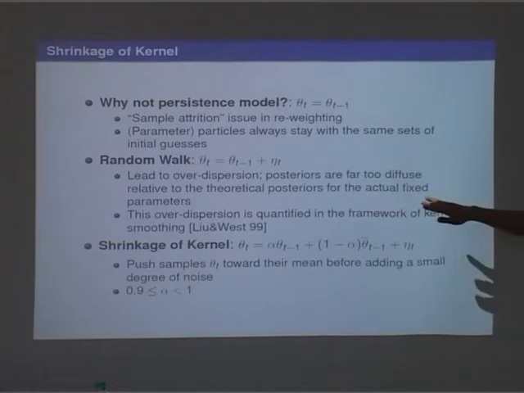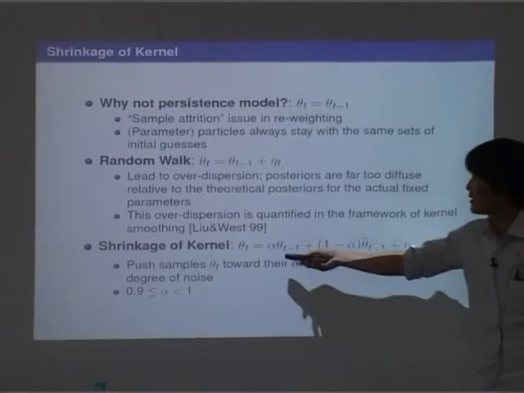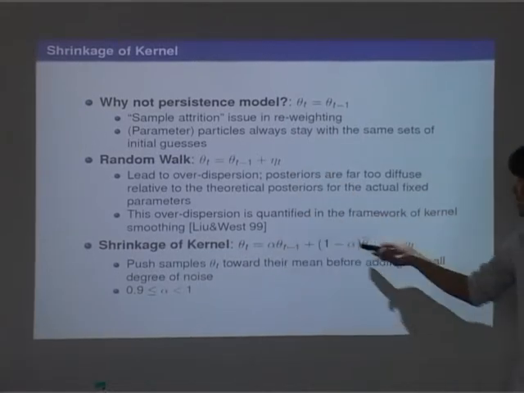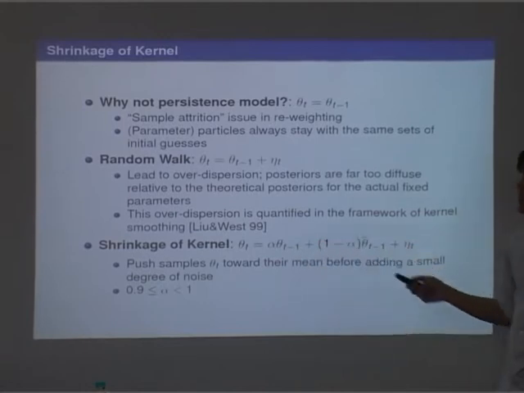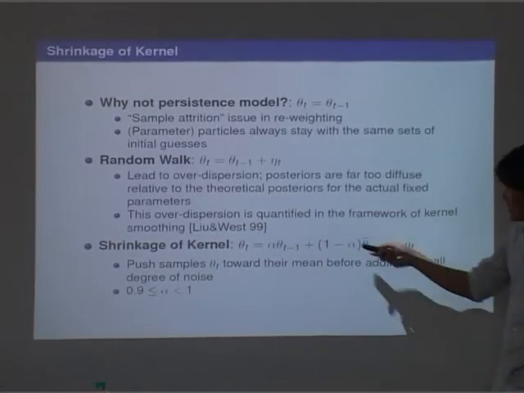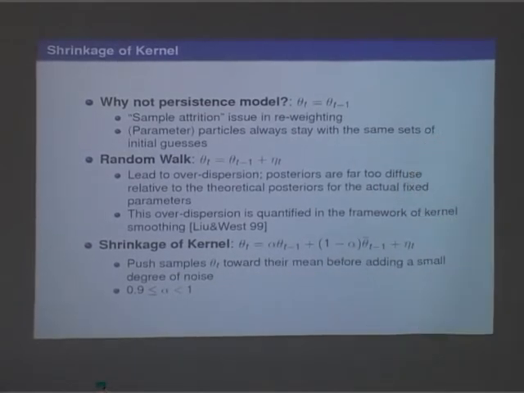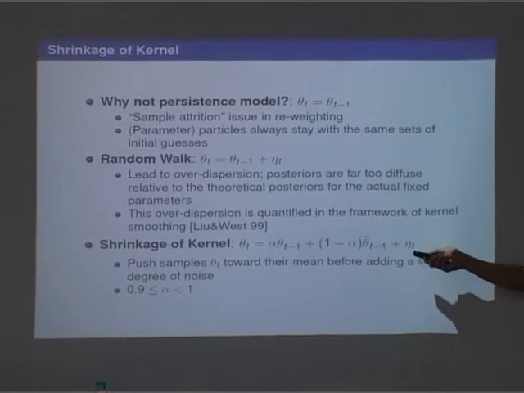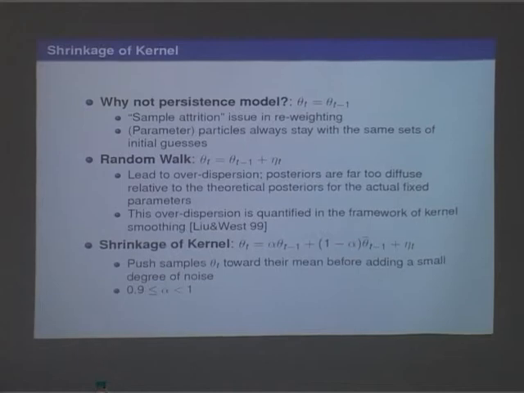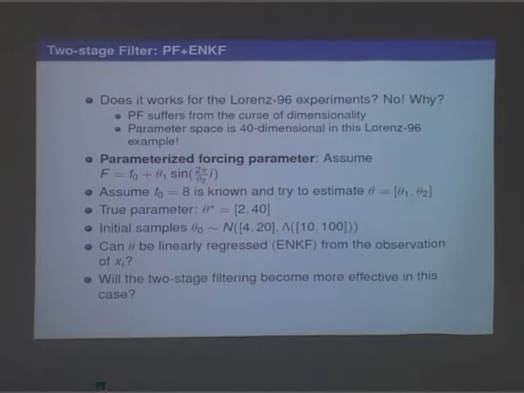To address this problem, he proposed that instead of using a random walk, we can use this model instead. It's called the shrinkage kernel. Normally this alpha will be chosen to be something a little bit less than 1, so that the sample is now shrunk toward the mean, and that accounts for the over dispersion. So I use this kind of update in this two-state filtering. Now let's go back. If I try this technique on the previous example, does it work or not?